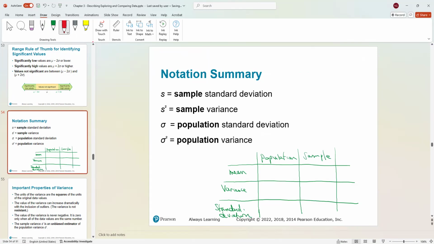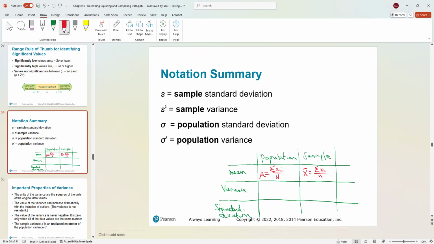The mean for a population, we call it mu. Remember, you add all your data and you divide by the population size. The mean for the sample, we call it X bar. We still do the same thing: you add all your data in the data set and divide by the sample size, the number of data in the sample.